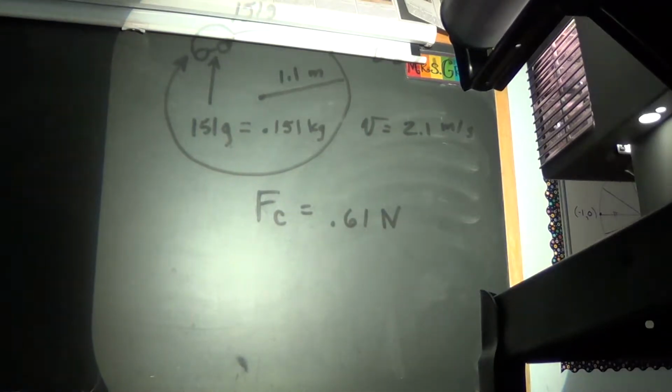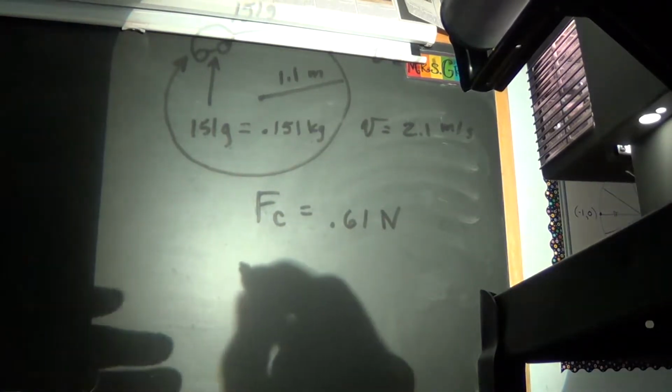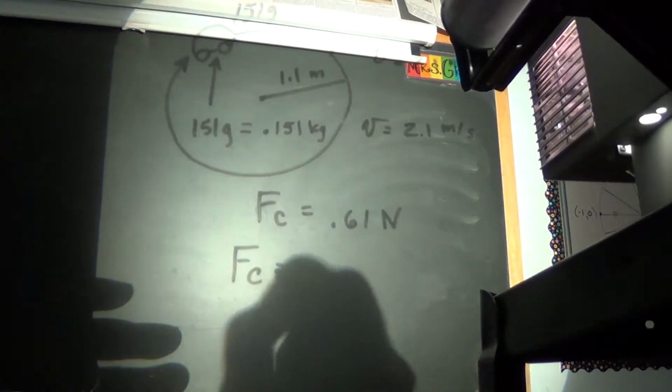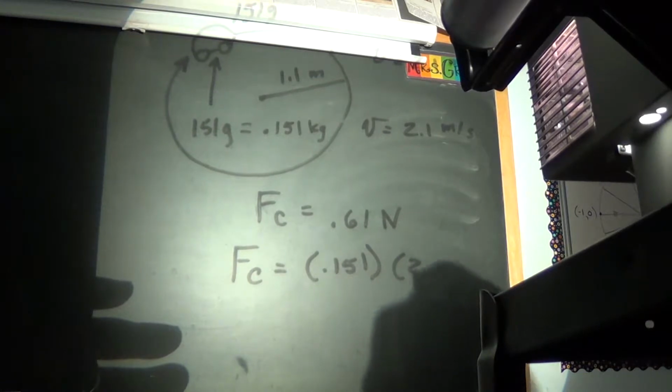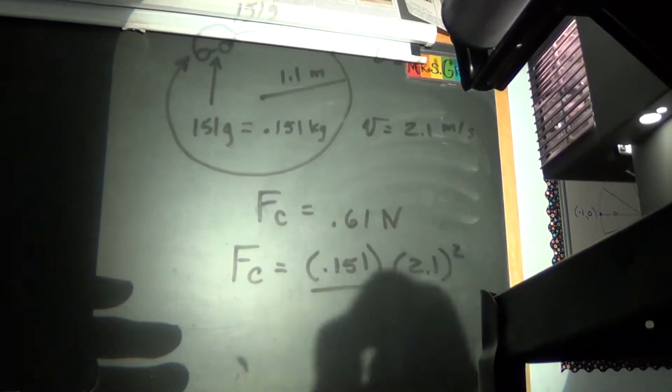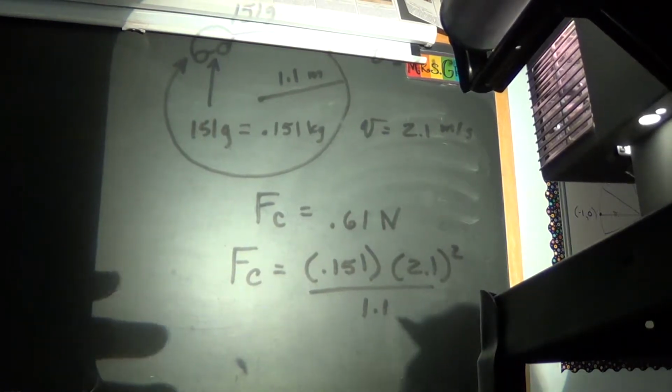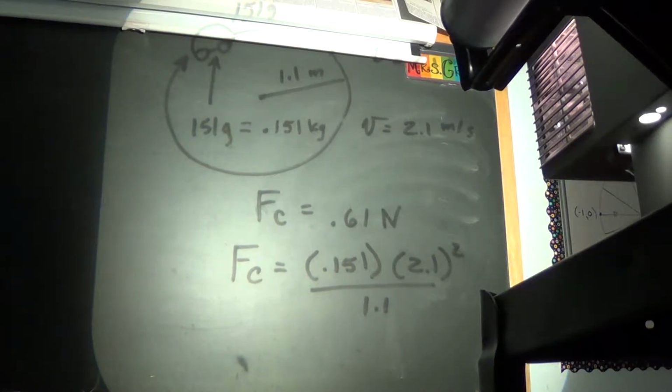I don't have the answer. You're going to have to confirm it for me. All right, where did it come from? Force centripetal equals m v squared over r. I'm assuming that shows up as 0.61.